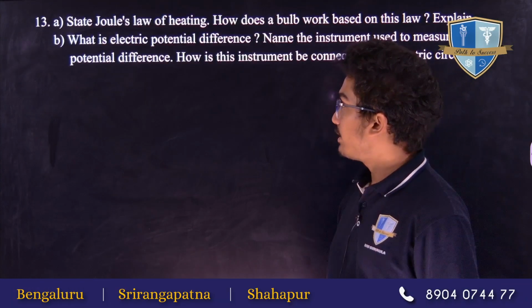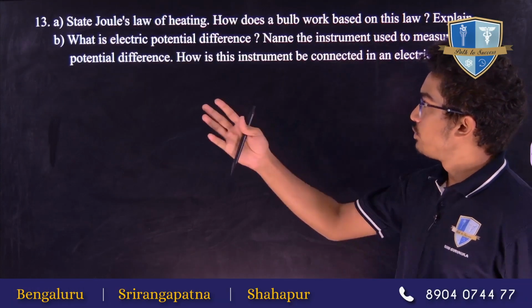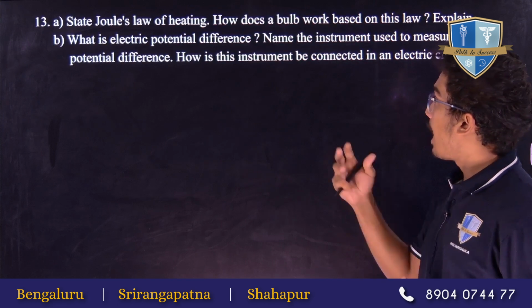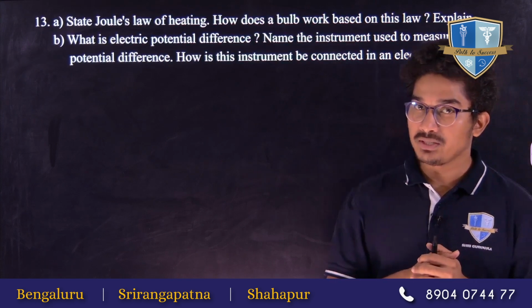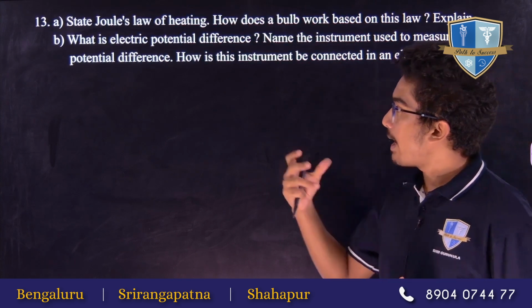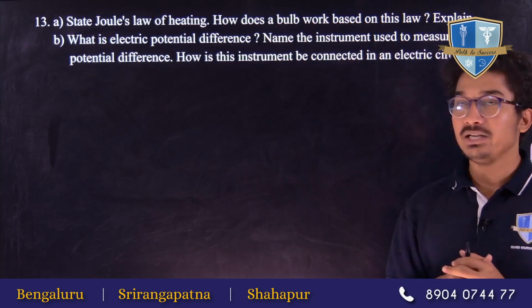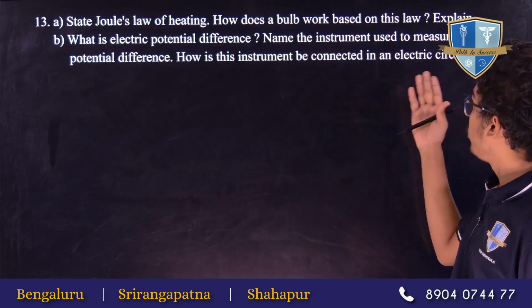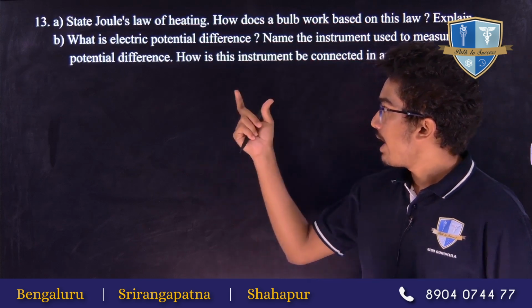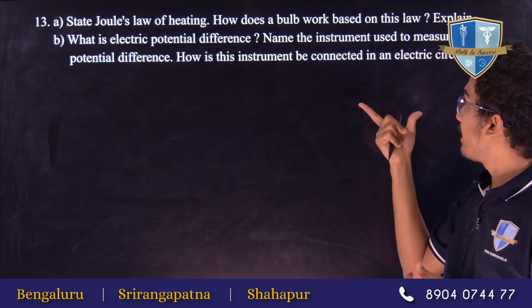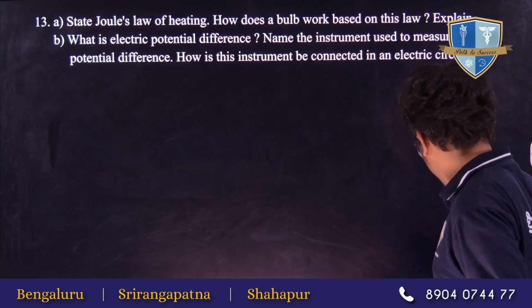So next question has two parts. Part A, state Joule's laws of heating and explain how a bulb works based on this law. And part B, what is electric potential difference? Name the instrument used to measure the potential difference and how is this instrument connected in an electric circuit. So let's see part A.